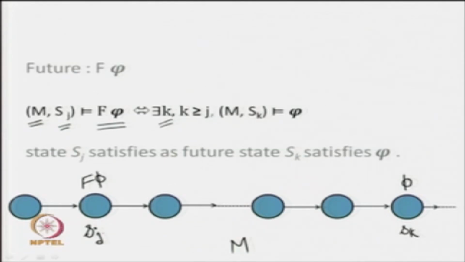So, what it says is, if I am in state S j, in this transition line I am going to get some state in future where phi holds. So, we can say that F phi holds in this particular S j. That is why I am saying that there exists some k, where k is greater than j in my timeline, where M, S k models phi. So, if we get such a state in my model, then we can say that in the state that I am looking into, F phi holds in that particular state. That means in future we are going to get a state where phi holds. So, F phi holds in S j.